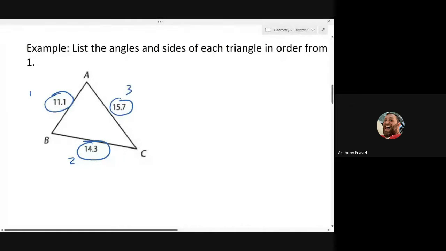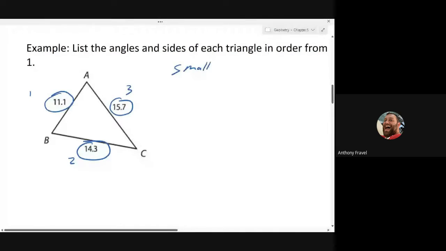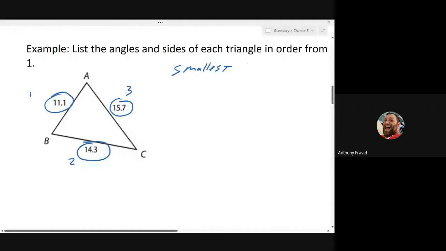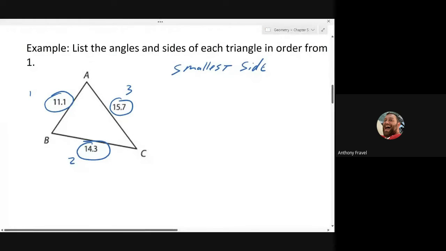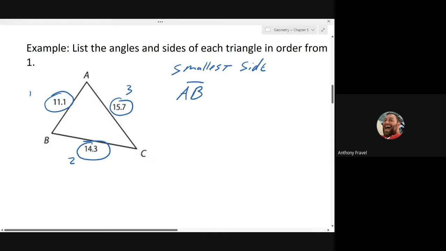All right, I'm going to circle the very first one. This 11.1 is the smallest, so I put a little number 1 next to it. 14.3 is the second smallest, and then that 15.7 is going to be the biggest one. That's the largest side that we have. So I wrote the numbers 1, 2, and 3 just to show that 11.1 is the smallest, 2 is the next smallest, and then 3 is going to be the largest of all of them.